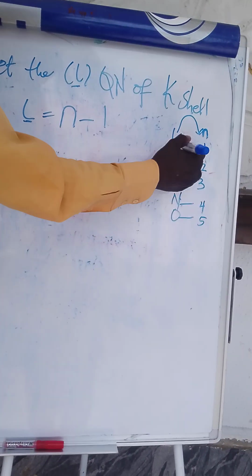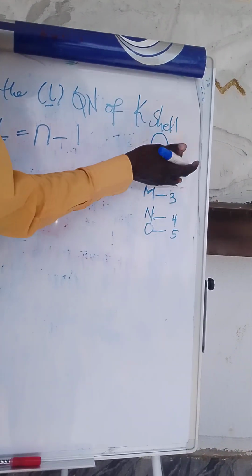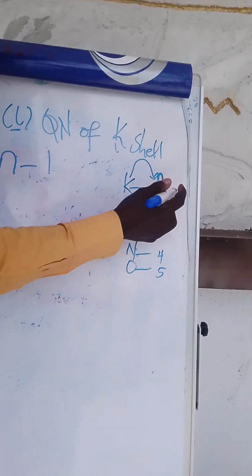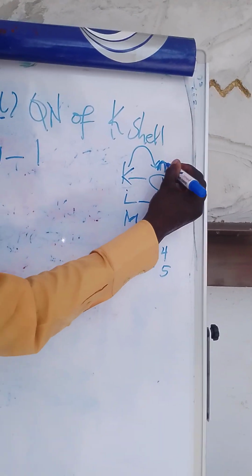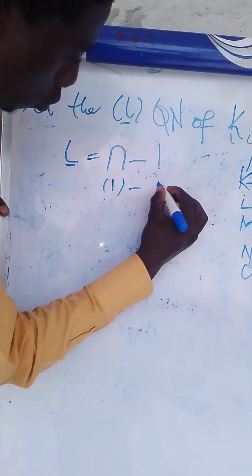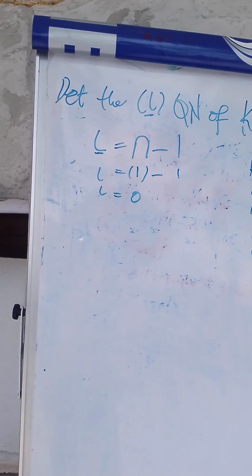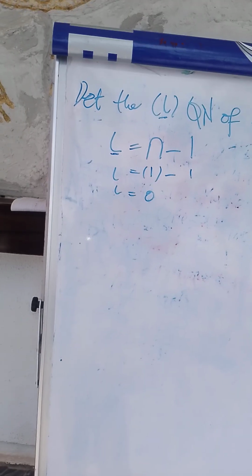So the K shell is what? 1. Are you with me? Your K shell now is 1. So that means your n is what? 1. So my 1 minus 1. That means the azimuthal number here is 0. Simple. That's the answer. Let's clean the board.